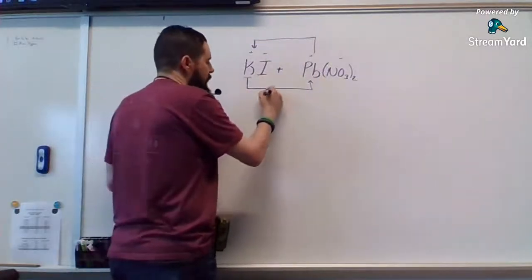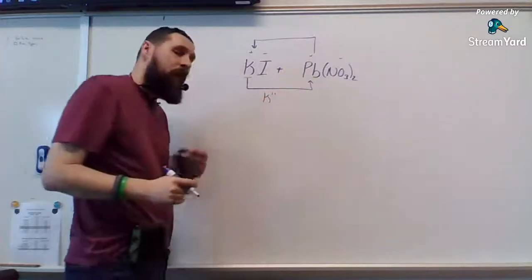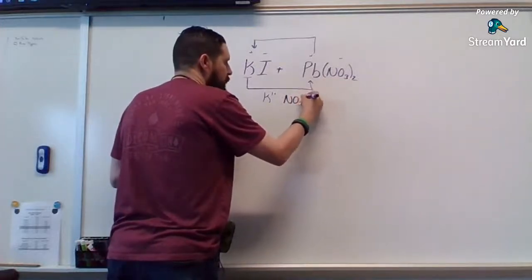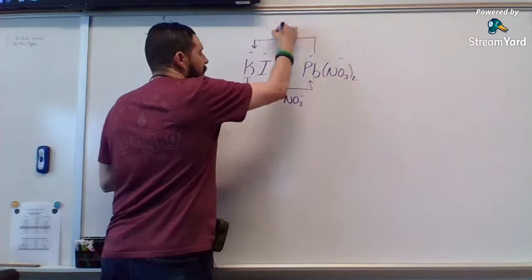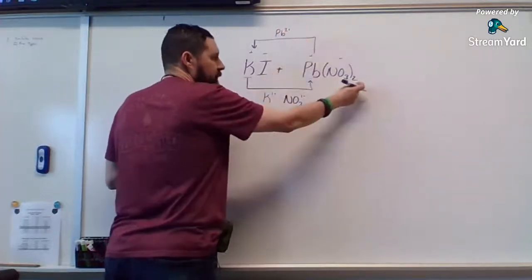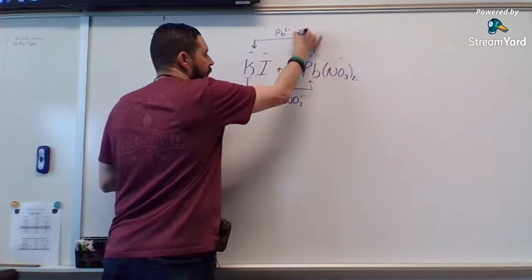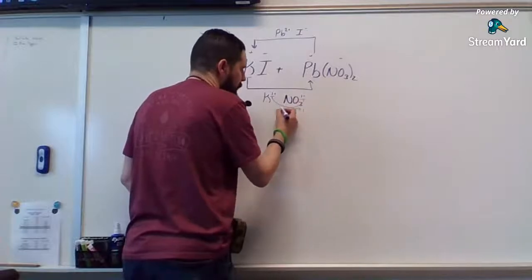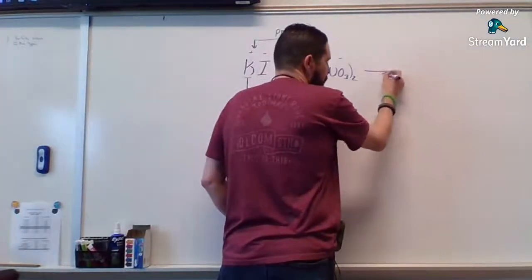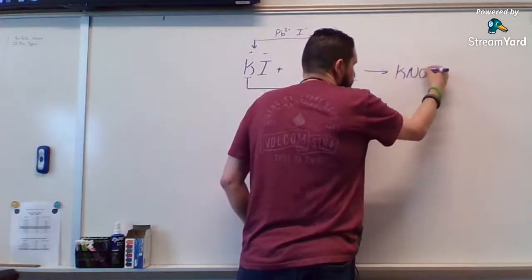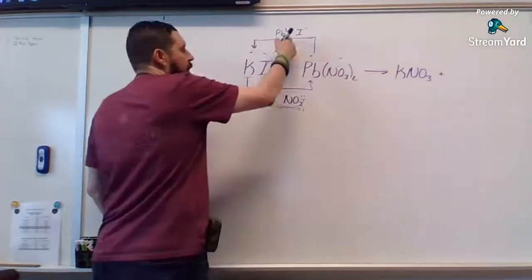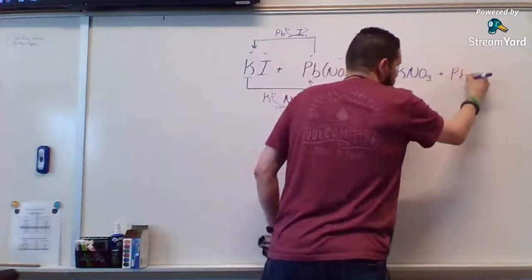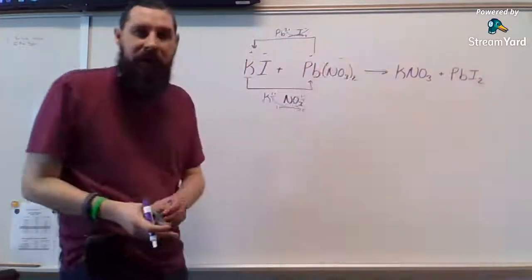So what this leaves me with is potassium, which would be a 1 positive charge, now combining with that nitrate, NO3, as a 1 negative. And I would have lead as a 2 positive, because that 2 crosses back up, combining with iodine as a 1 negative. So crossing down charges, 1 and 1. So my first product would be potassium nitrate. And my second product, when I cross down those charges, would be PbI2, my lead 2 iodide.